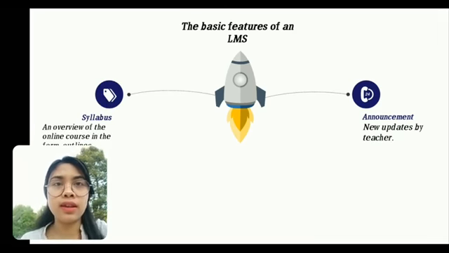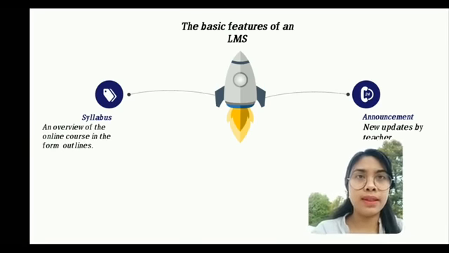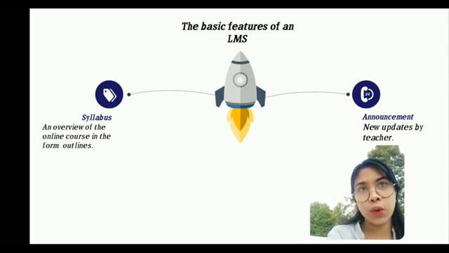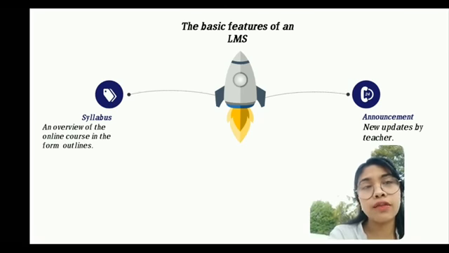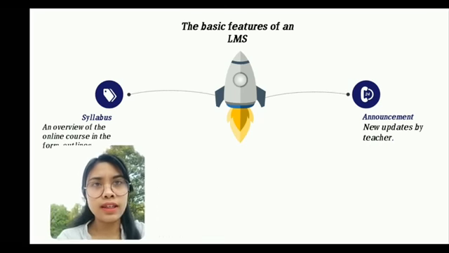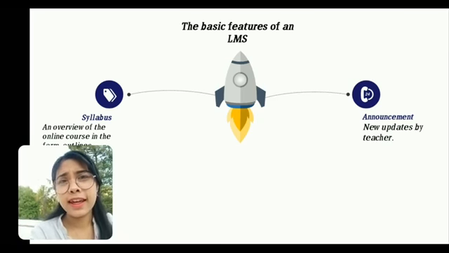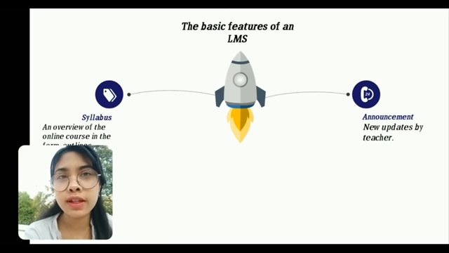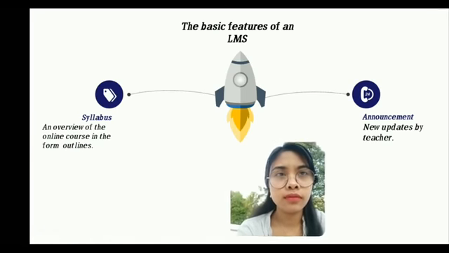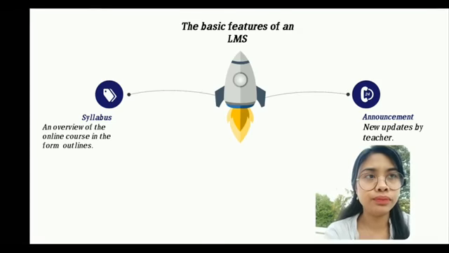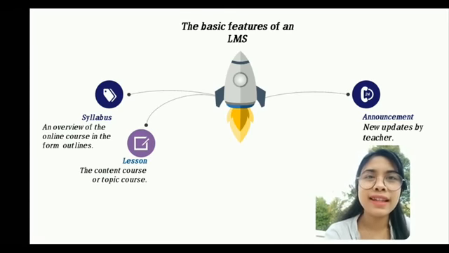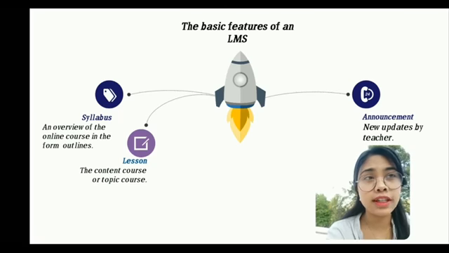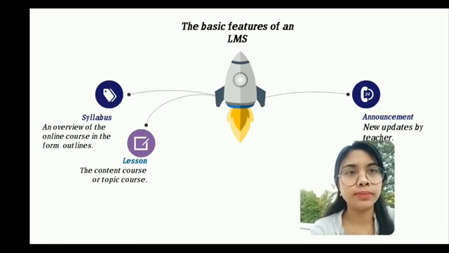The second is syllabus. Syllabus is an overview of the online course. In this case, syllabus is the title of the course that will be delivered. Lesson. Lesson is the course content or the course topic. In this case, it is the content or the topic that will be delivered during the online learning.